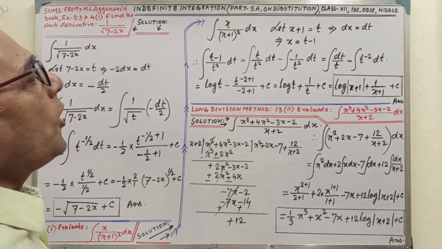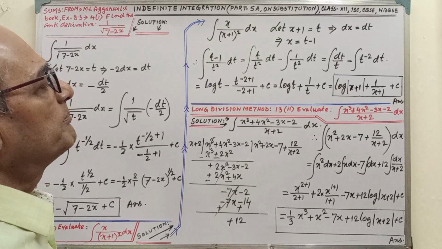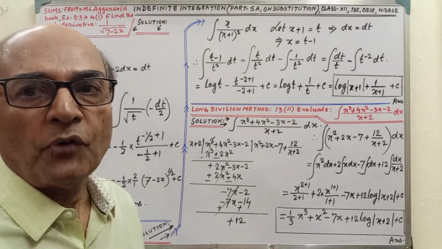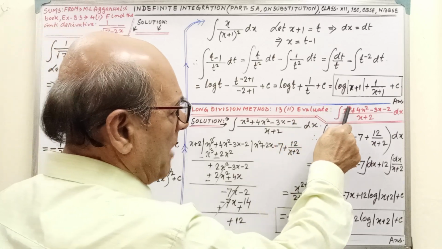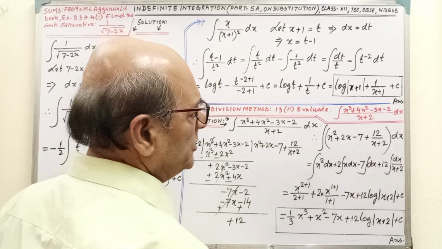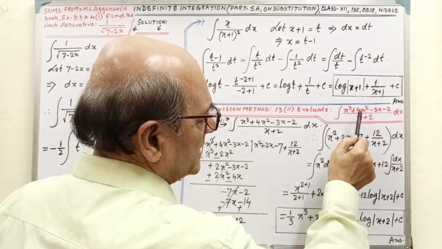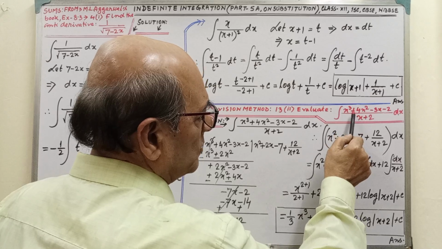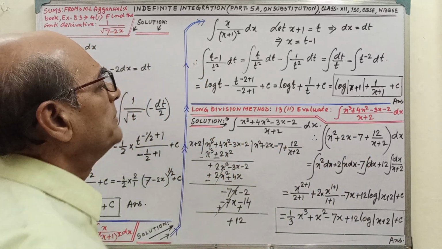Another method is the long division method. The sum is this, sum number 13 part 2. When you follow this long division method, you will see the power of the numerator is greater than the power of the denominator. Here the power of x is cube, and here the power of x is 1. 3 is greater than 1. This is why we have to follow the long division method.